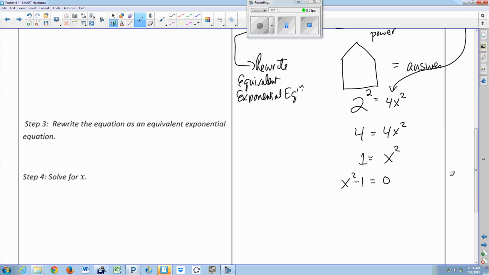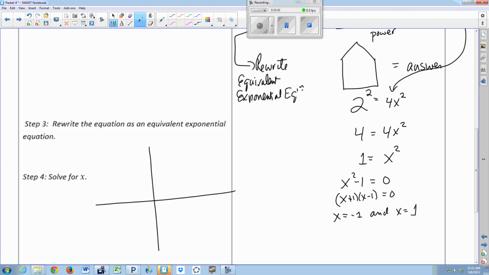Most of you will just extract roots from both sides, but that often leads you to forgetting one of your answers. So I always like to factor. x plus 1, x minus 1 is 0. So the question is, do I have two answers here? Can x equal -1 and can x equal 1? Well, in order to find out, I better check both of these answers. Before I do that, let's take a look at a graph of a log.